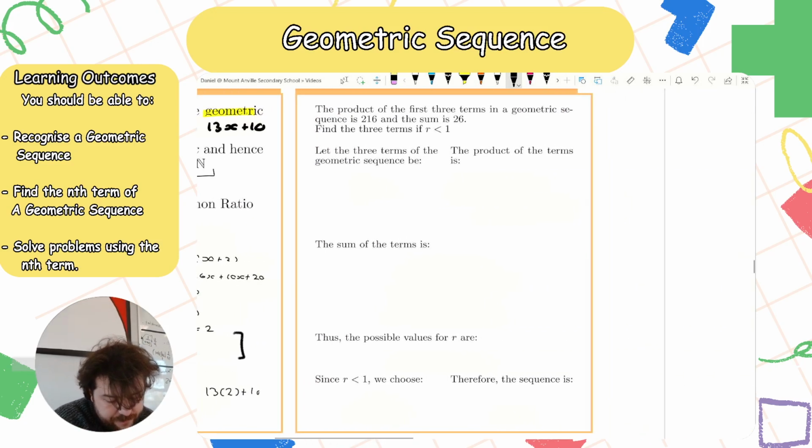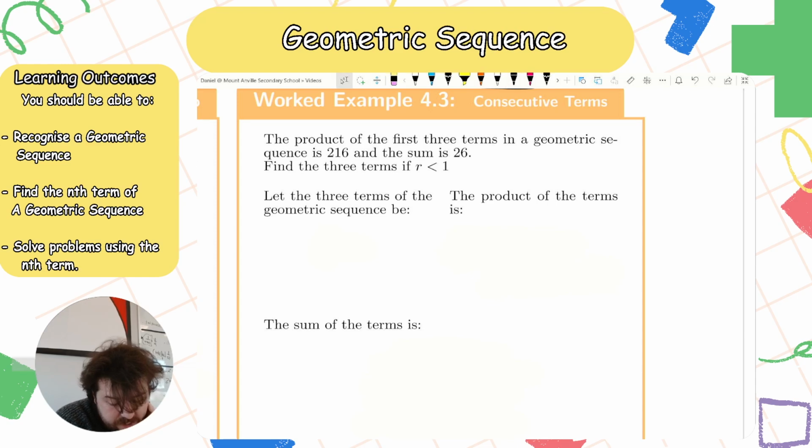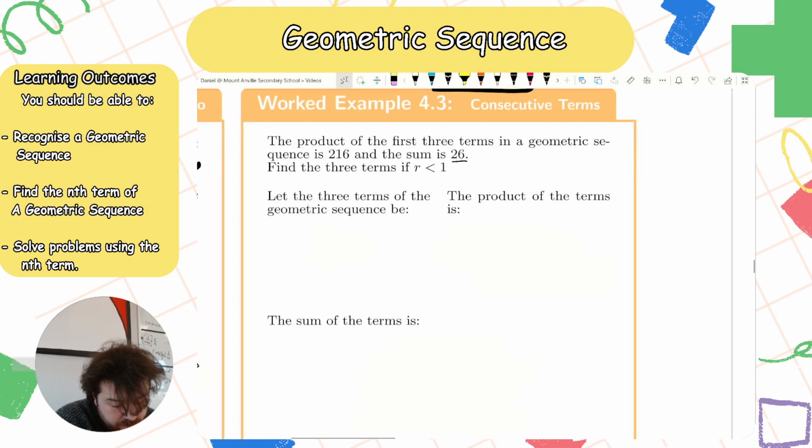Finally, last one here. Right, consecutive terms. The product of the first three terms in a geometric sequence is 216, and their sum is 26. Find the three terms if r is less than 1. So I'm just going to let the three terms be x over r, x, and xr.